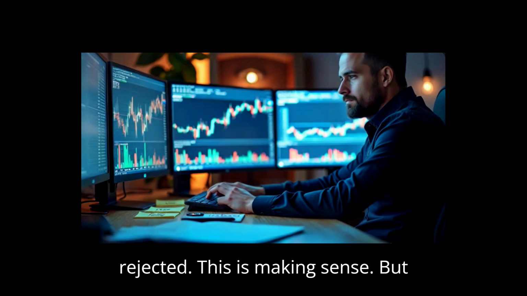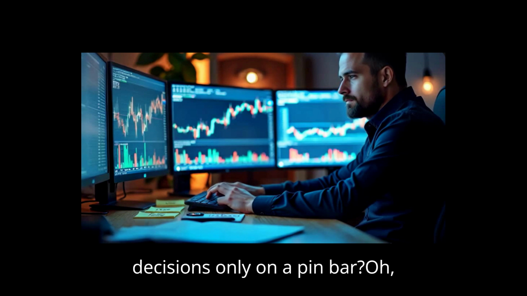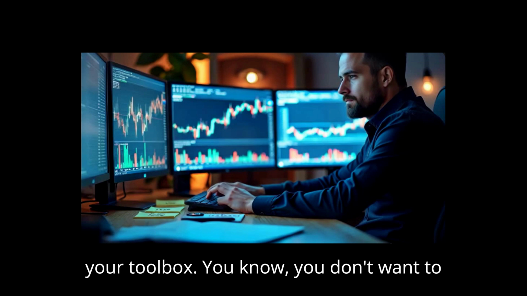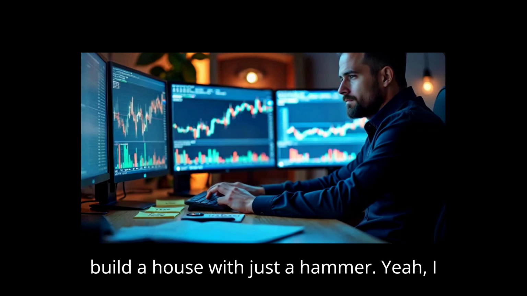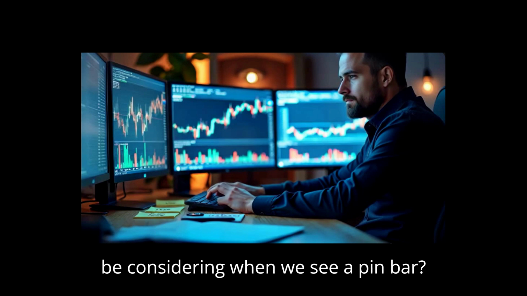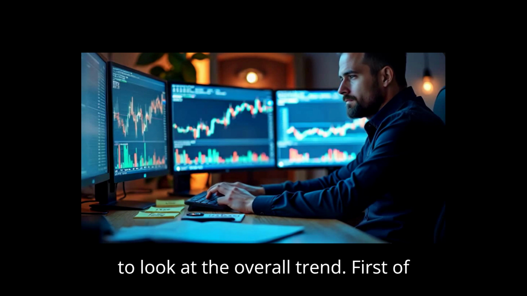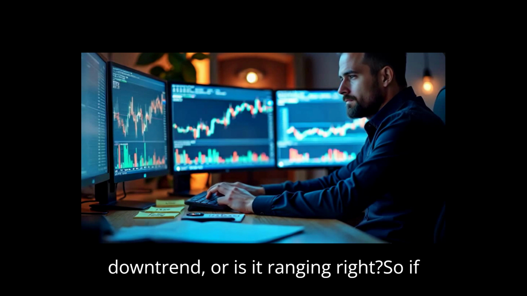This is making sense. But wouldn't it be risky to base trading decisions only on a pin bar? Oh, absolutely. Pin bars are just one tool in your toolbox. You don't want to rely on them alone. It's like trying to build a house with just a hammer. Yeah, I see what you mean. So what else should we be considering when we see a pin bar? Well, a lot of things, actually. You want to look at the overall trend first of all. Is the market in an uptrend, a downtrend, or is it ranging?